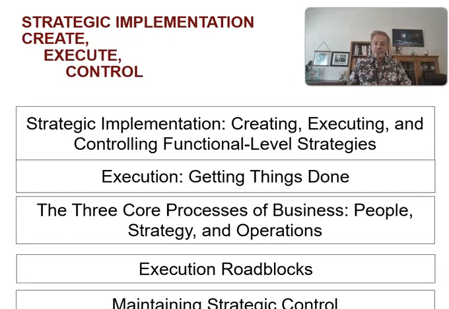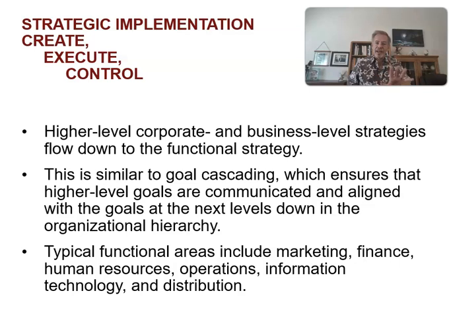Let's look at the different aspects of it and how to get things done: the people, strategy, as well as the operations. Okay, so you want to have the high-level corporate and business-level strategies. They flow down to the functional strategy. You have your strategic plan coming down to your tactical plan, coming down to your operational plan, and you have a whole thing of goal cascading. Big picture, middle picture, what's happening today, it's all cascading for your product development, your service development.